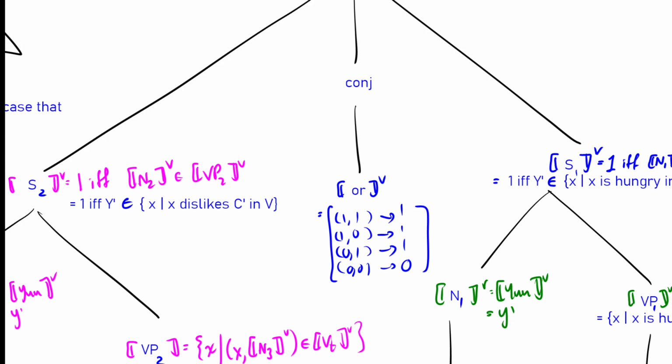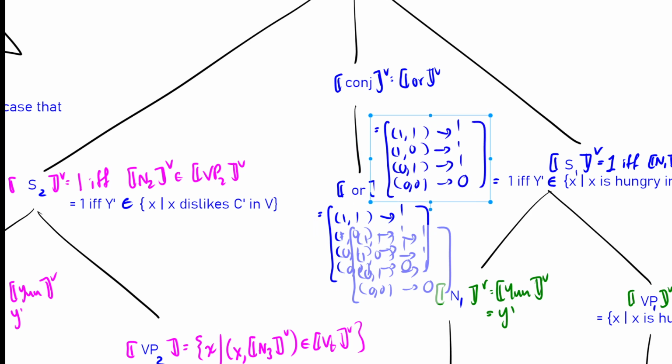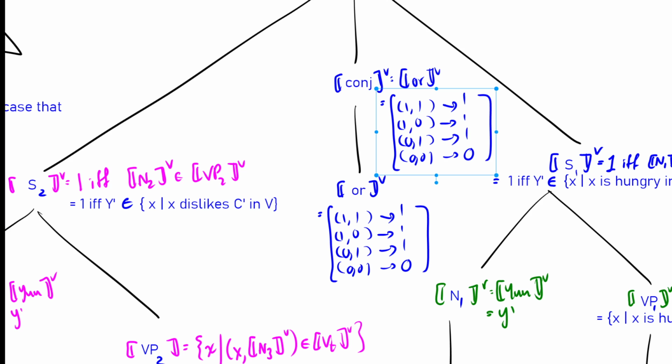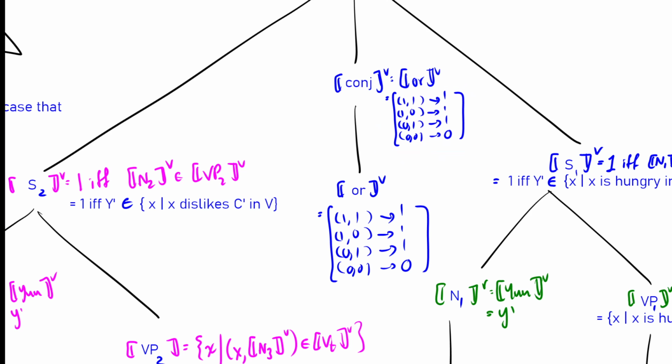So when we get the meaning of our conjunction, according to the rule, this is going to be the same thing as the meaning of "or," which is just going to be the same as this matrix right here. So we can copy and paste that right there. I'll make it a little bit smaller just so it doesn't take up so much room.